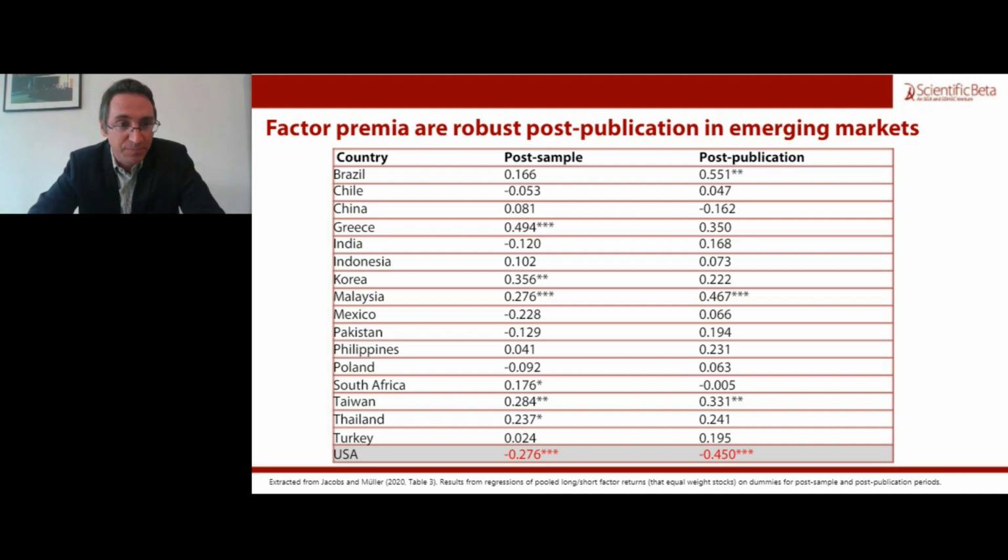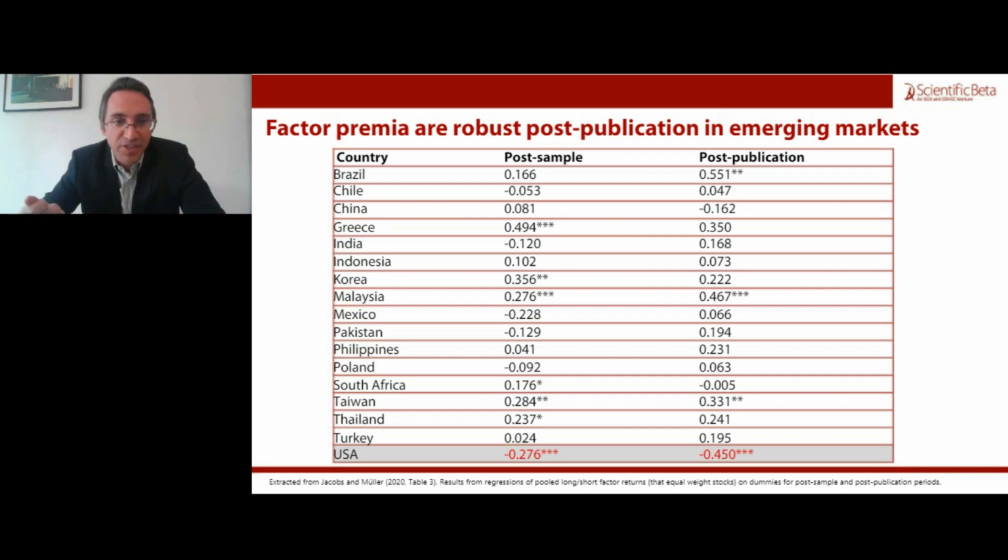So this comes from a recent paper in an academic finance journal. They estimate this post-publication effect. So these numbers you see here, the rightmost column on post-publication, that's basically, if you will, a percentage change in the magnitude of the premium after that premium was published.